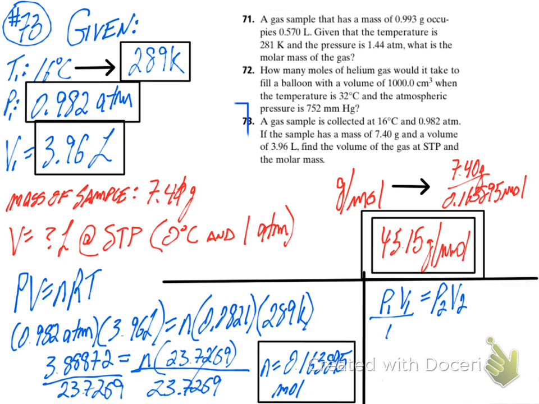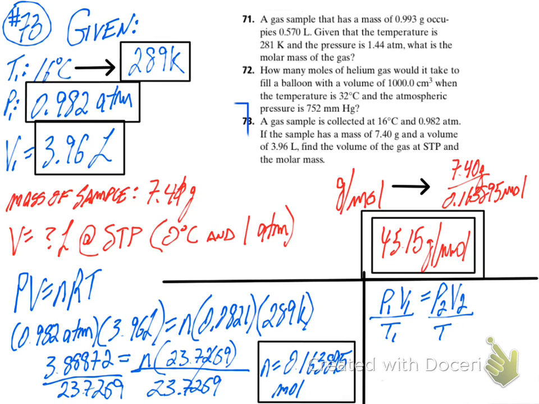Moving on, now I'm given a set. I'm given an initial temperature, folks, of 289 Kelvin. I'm given an initial pressure, 0.982 atmospheres. I'm given an initial volume of 3.96 liters. I'm asked to figure out what the final volume will be at STP, but my secondary or final temperature, 0 degrees Celsius, which is 273 Kelvin, and my final pressure is going to be 1 atmosphere, because 0 degrees Celsius and 1 atmosphere is, by definition, standard temperature and pressure.